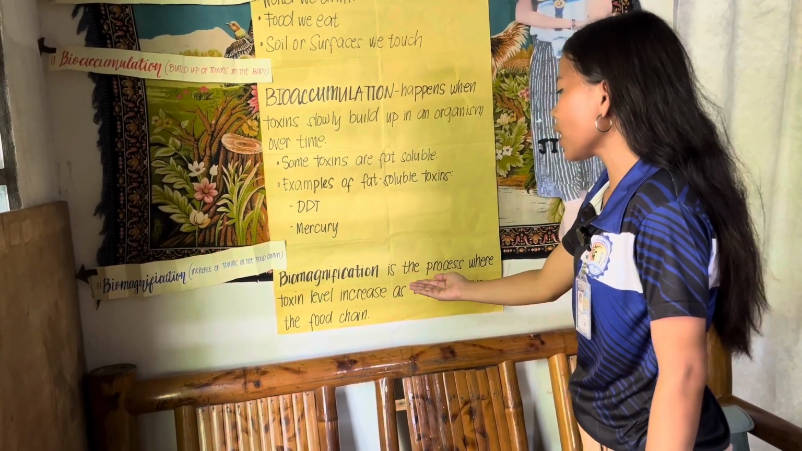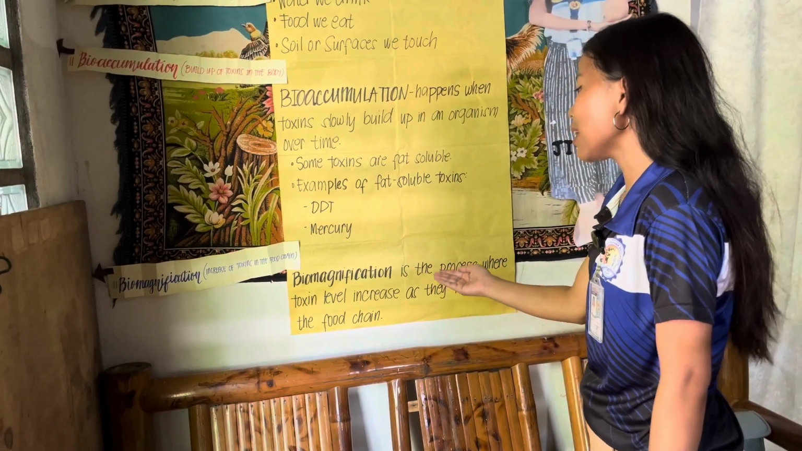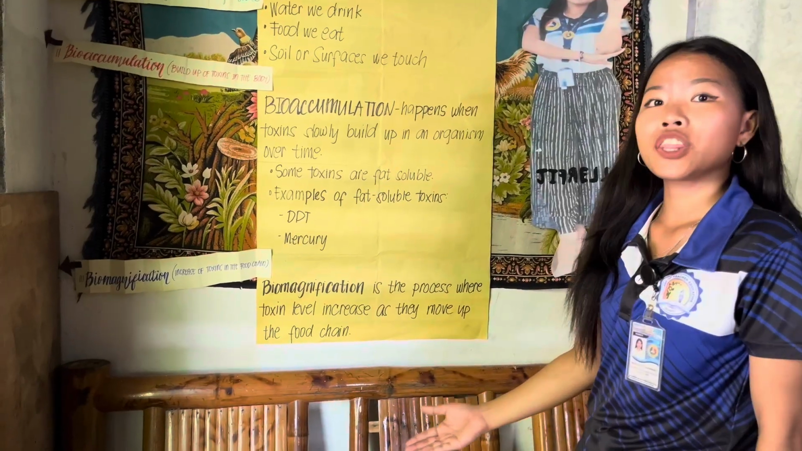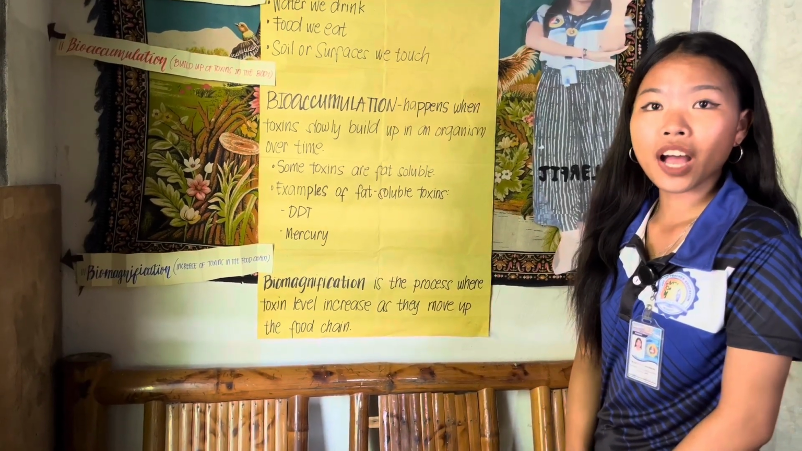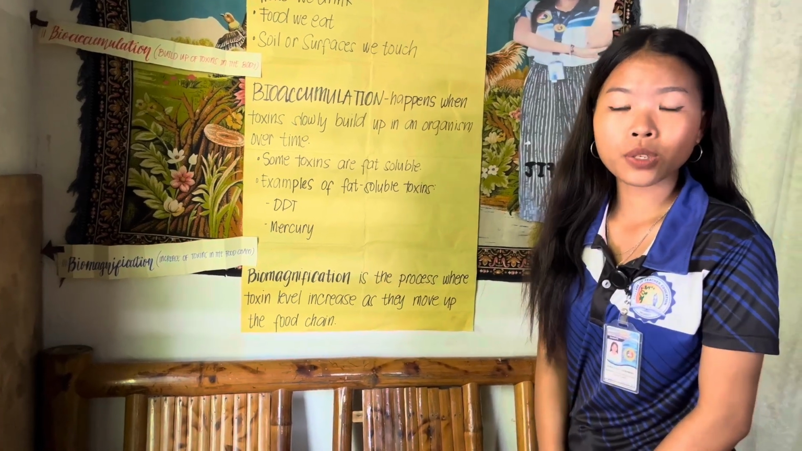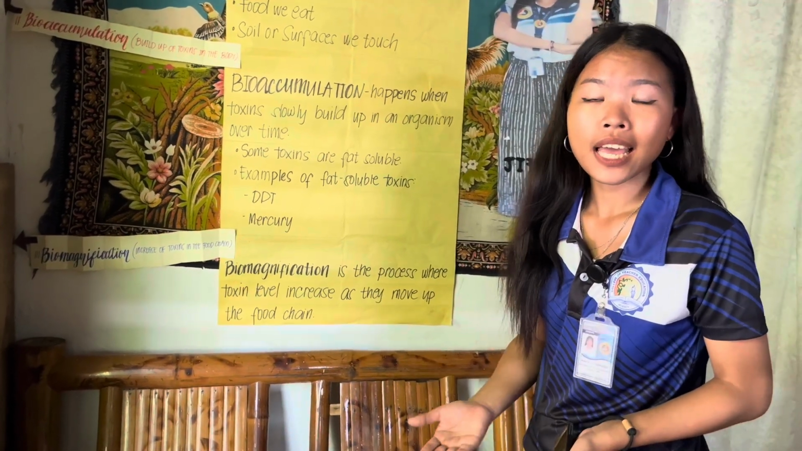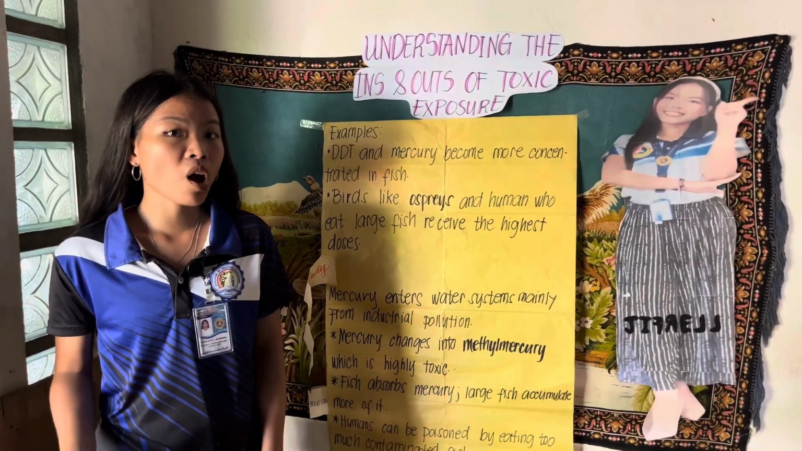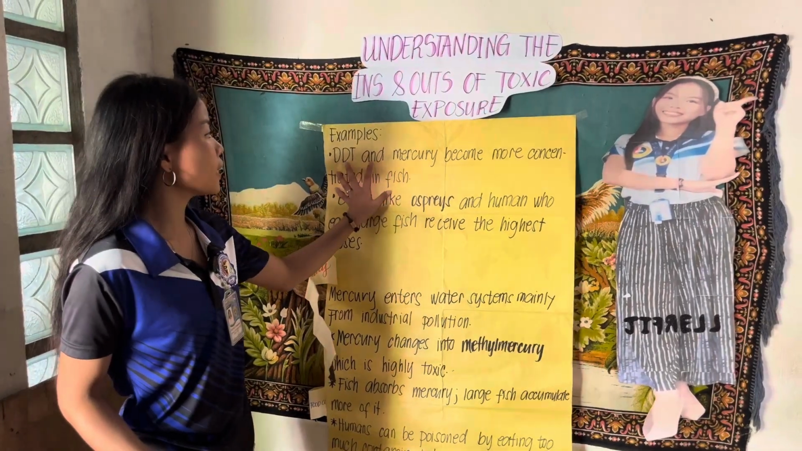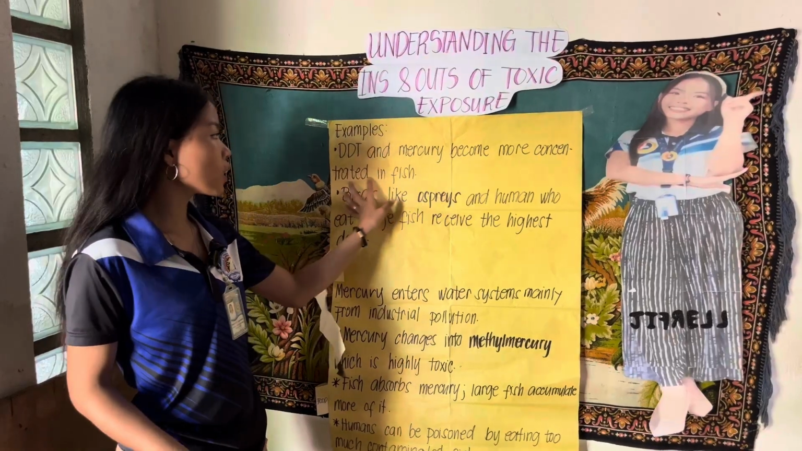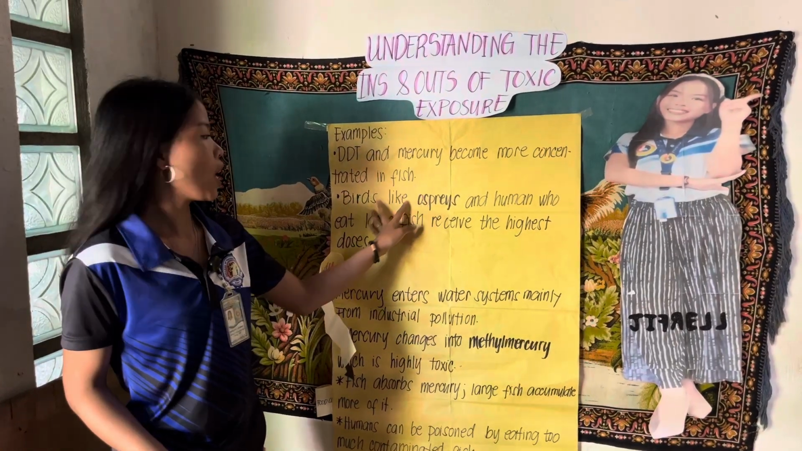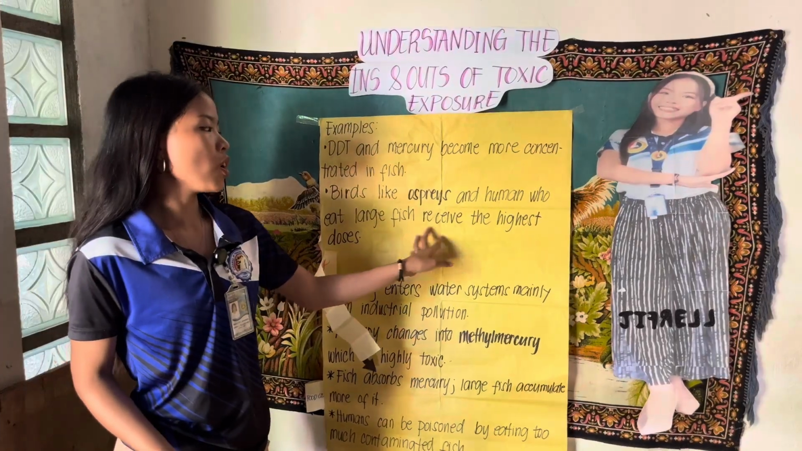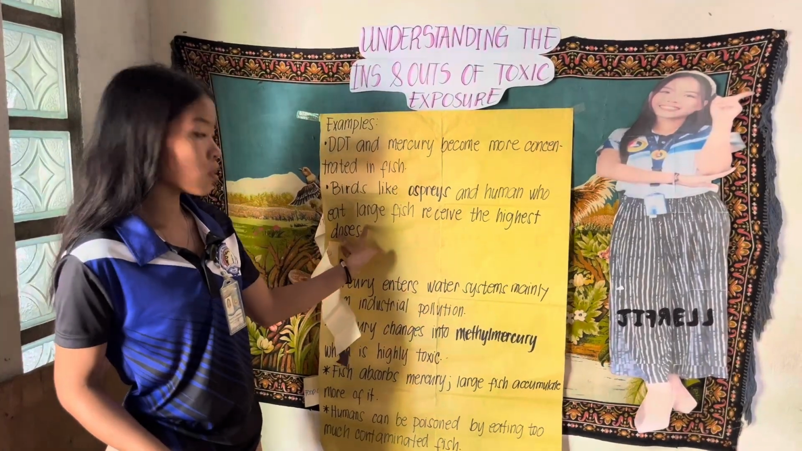Biomagnification is the process where toxin levels increase as they move up the food chain. This means that organisms at a higher level of the food chain receive high levels of toxins even if it is present in a small amount. Examples of biomagnification are DDT and mercury becoming more concentrated in fish, and birds like ospreys and humans who eat large fish receive the highest doses.